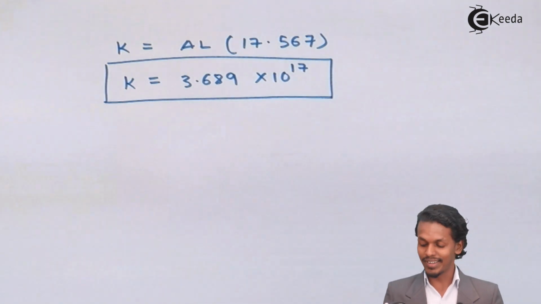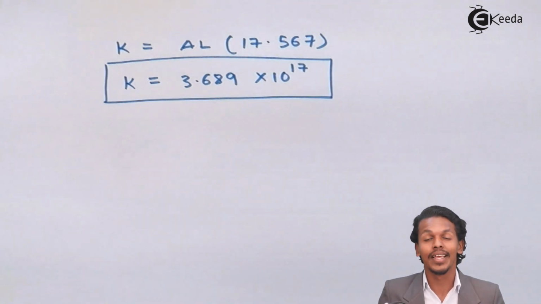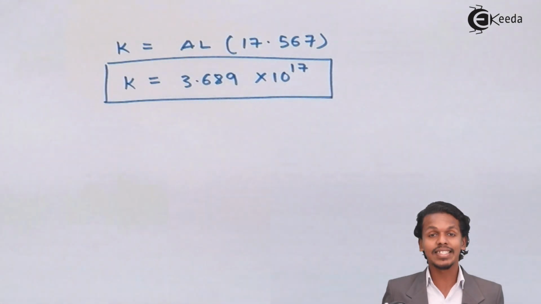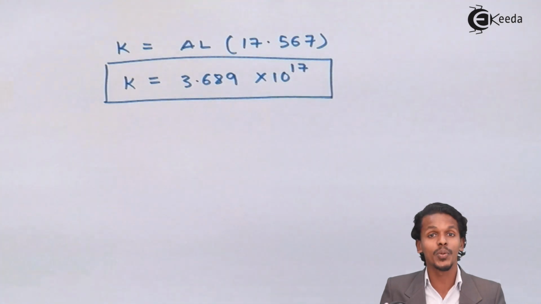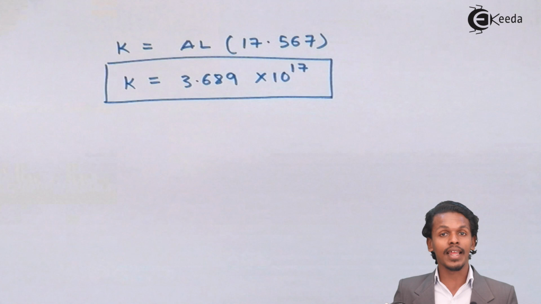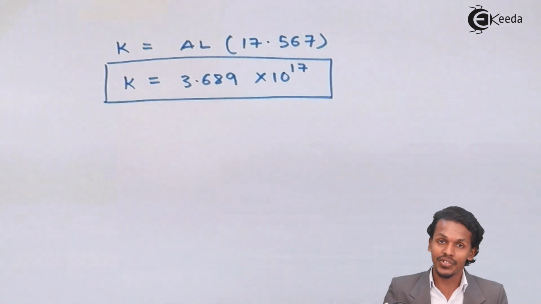So much easy, but too much of vast thinking. Thank you friends for watching this video. I hope you have got an idea of how to calculate this kind of numericals. This was a different kind of numerical in which you have to calculate the equilibrium constant in relation with Gibbs free energy.